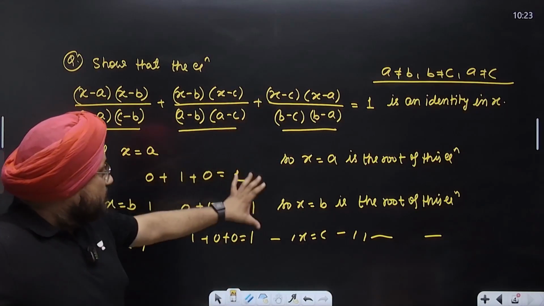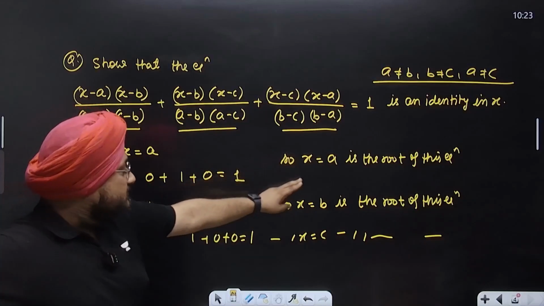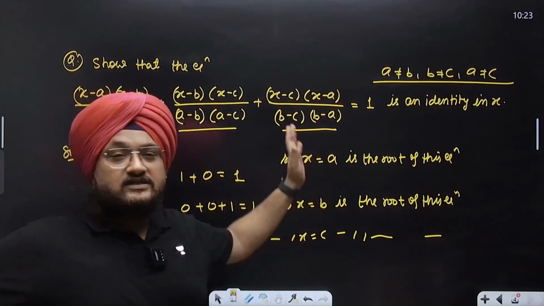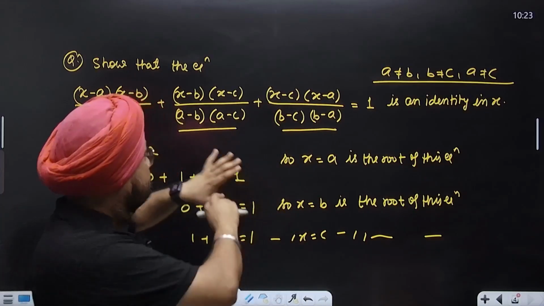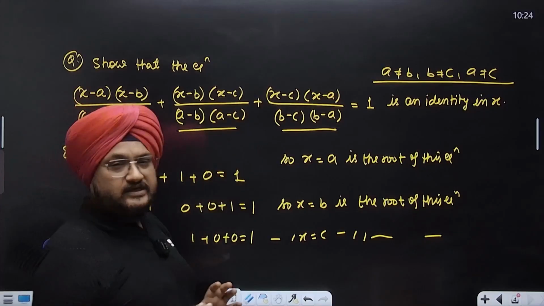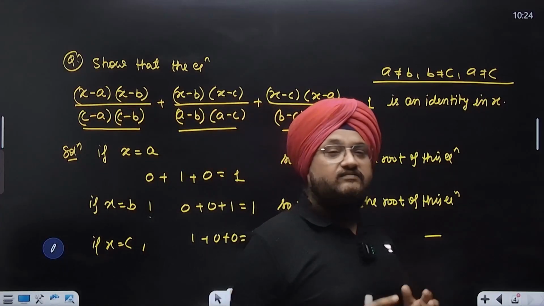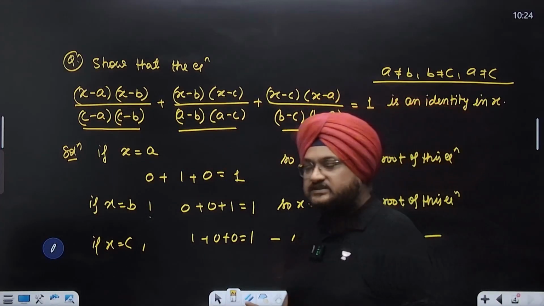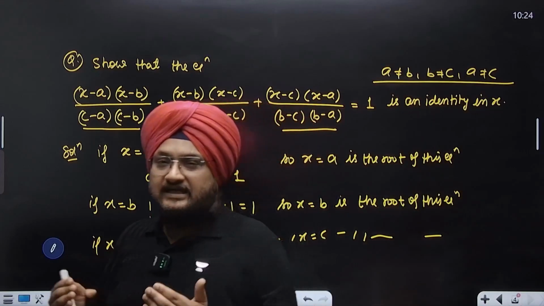Now we have come to the point that three distinct values of x satisfy this quadratic expression. This is a quadratic expression, and three different values of x are satisfying this equation, hence this is an identity.